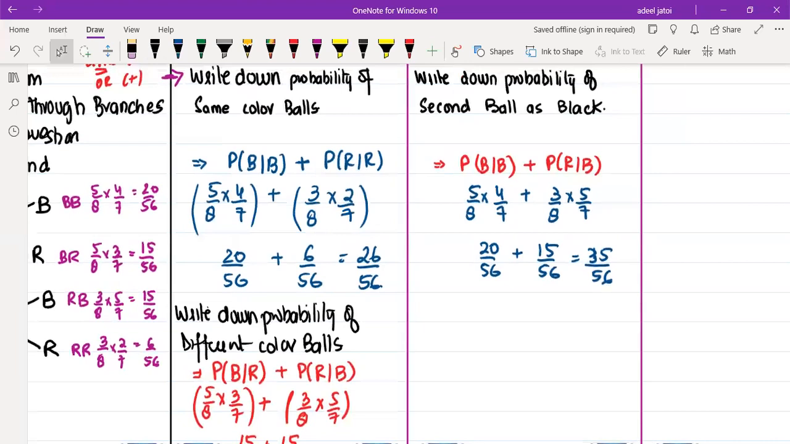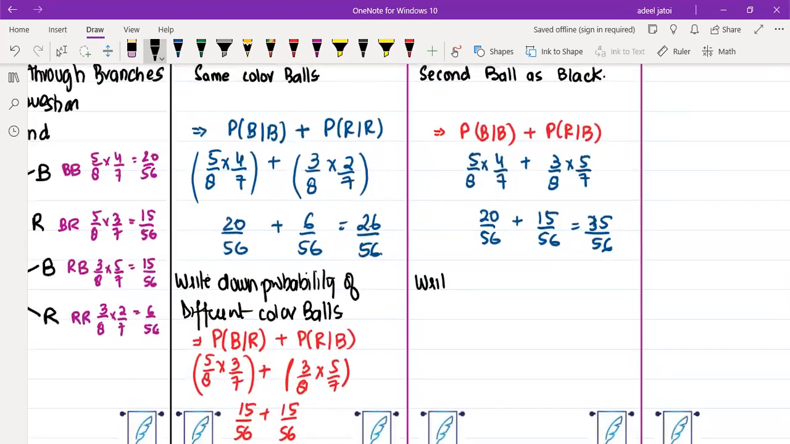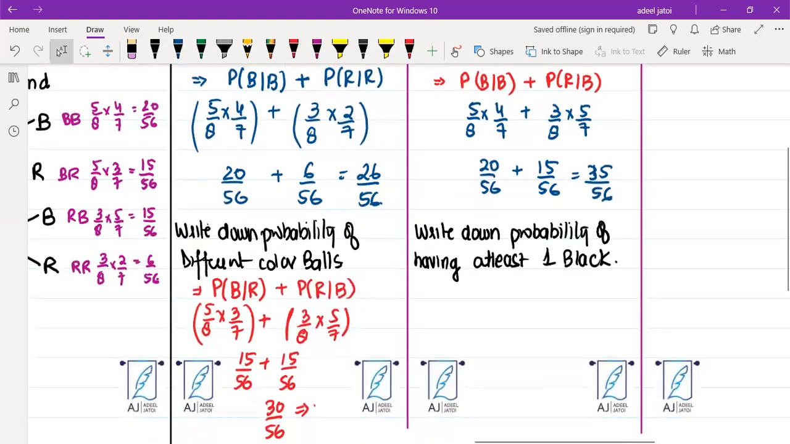Similarly, the question can be, write down the probability of having at least one black. At least one black means you can have two, but one is the minimum requirement. So what we can have is black.